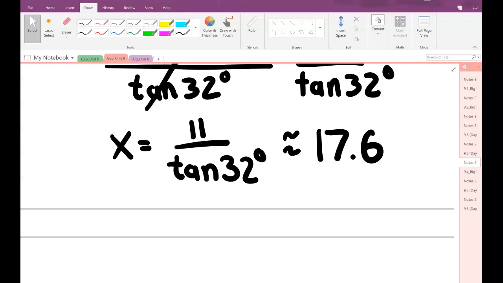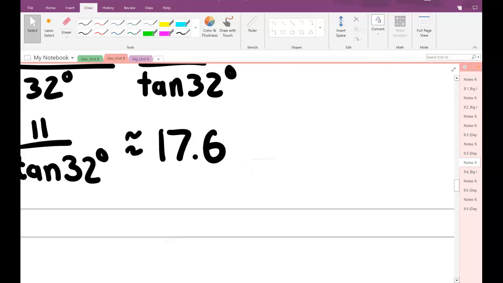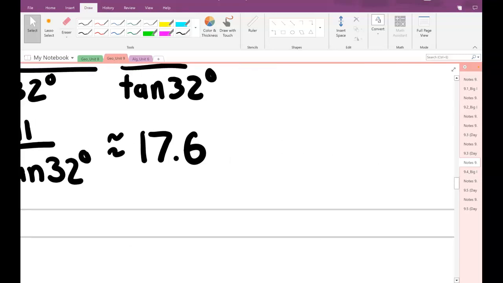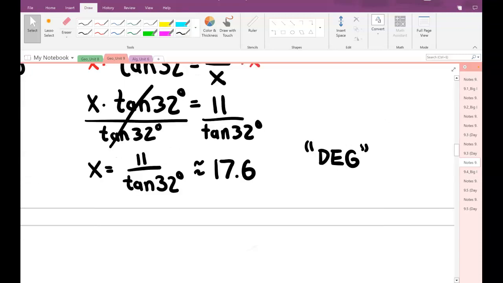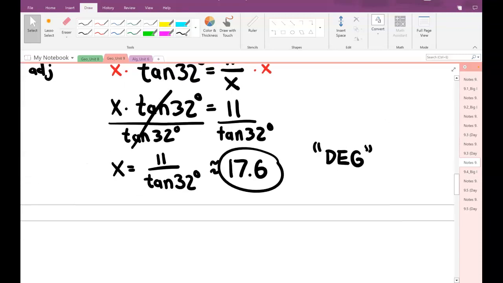Big thing is, you gotta make sure that your calculator, if you're using one of the ones that I have, should say DEG on the screen, meaning that it's in degree mode. Most calculators default to degree mode, so as long as you haven't been screwing around on your calculator, you should be okay. So final answer is 17.6.